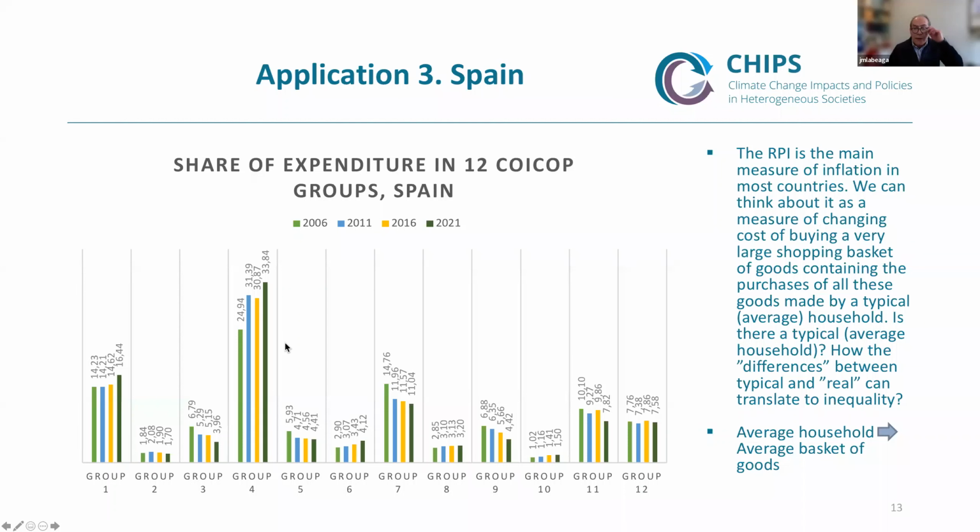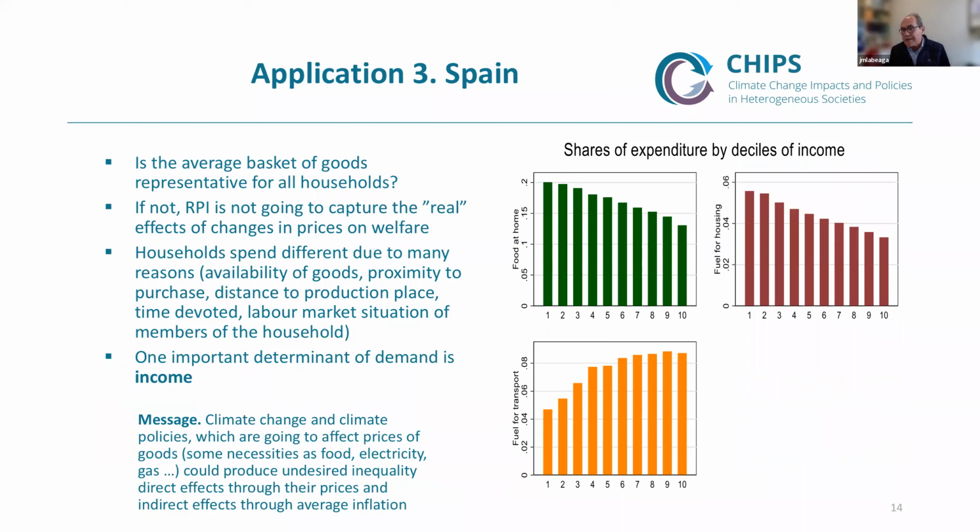But we wonder whether there is a typical household and then an average basket of goods. And if we look deep at different consumption items, we can see that there is no chance to have an average household and an average basket of goods. So for food or fuel for housing or fuel for transport, we can see that households at different deciles of the distribution of income consume very different amounts of these goods, in terms of their total expenditure.